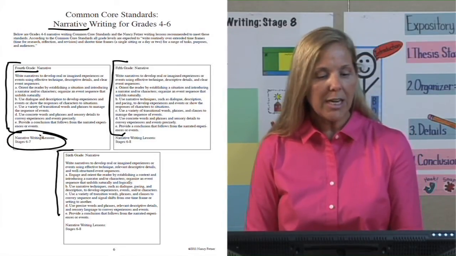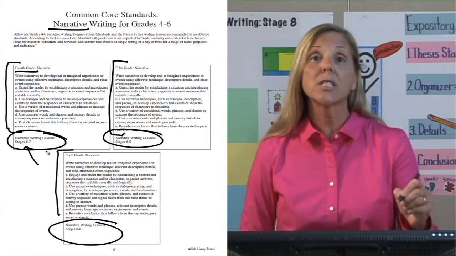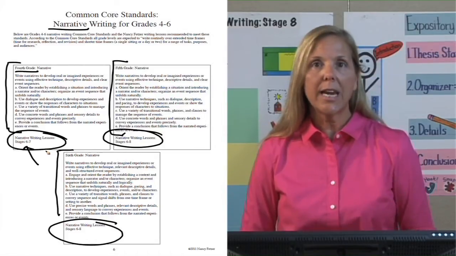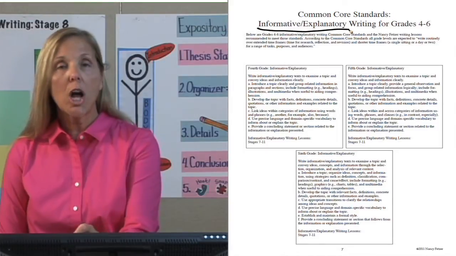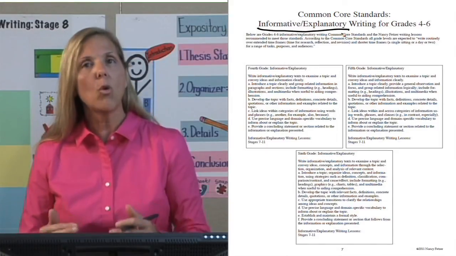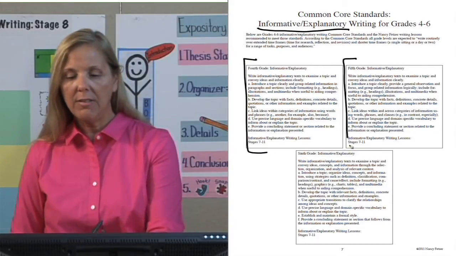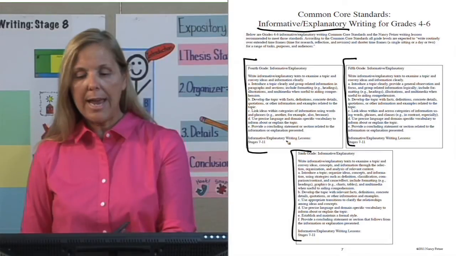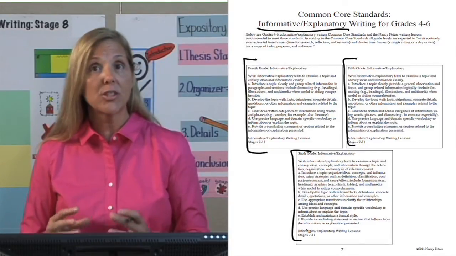Notice also in each box, I provided you with the stages of writing that are assigned to your grade level so that you meet these standards. Let's look at page 7. On page 7, these are your Common Core state standards for informative explanatory writing. Grades 4, 5, and 6 have the standards in each box, as well as the writing lessons that are assigned to your grade level to match your standards.